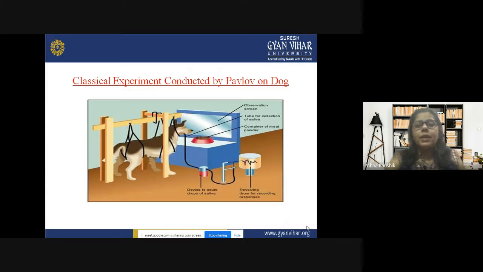Now, the classical experiment conducted by Pavlov on dogs. He put a dog in an experimental condition, an observation screen was there, and he is observing how the dog is behaving. A tube was there for collecting the saliva, and a container of meat was there for the dog. A device to count drops of saliva was there, to count how much the dog salivates. A revolving drum for recording responses was attached to the device counting the saliva, and that drum is recording the responses of the dog.